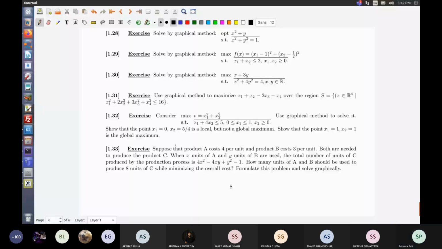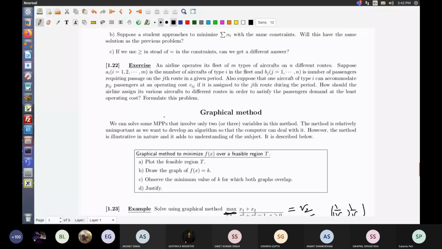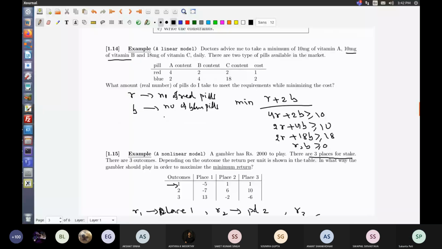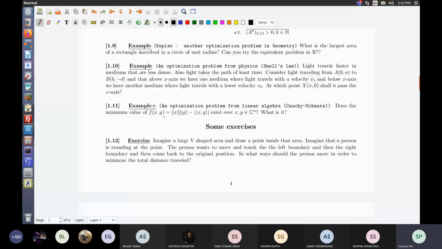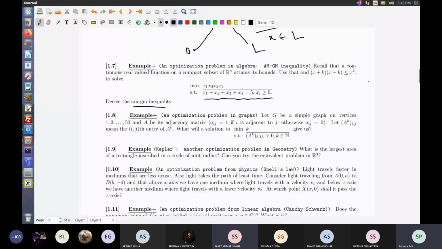Let me tell this one, since you people are here. Okay, let me talk about this example, the AM-GM inequality. Is the problem visible? Yes, sir.